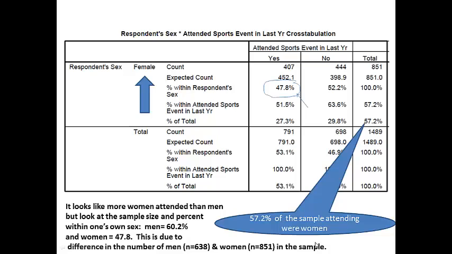Let's look at the females. We see that 47.8% of the females said that they attended. If you look at the total sample, it says that 57.2 of the total sample of 1480 something were attending. So it looks like more women attended than men, but you must look at the sample size. They're different. Men was 60.2 and women 47.8. The overall difference is due to the fact that there were more women than men in the sample.